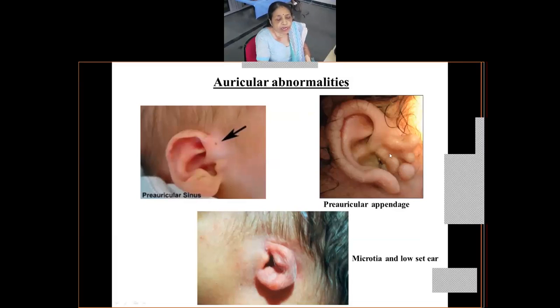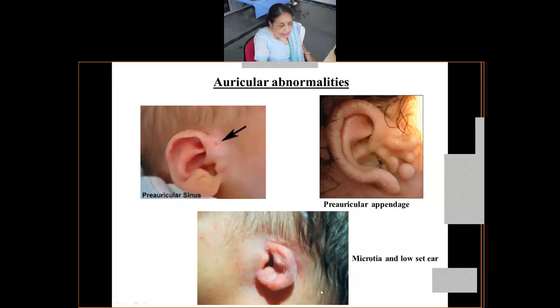Another is the preauricular appendage. You can see some of the swellings are there. These are muscular swelling, fleshy swelling. Okay, and these fleshy swellings are due to the persistence of the auricular hillock in front of the ear. So that is known as the preauricular appendage. And that ear, it is developed near the neck, and then it is elevated. Then it is elevated at the level of the eye. Our ear is at the level of the eye.